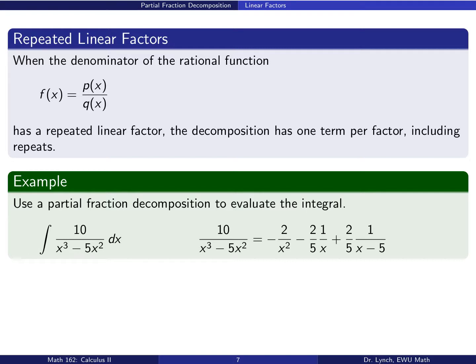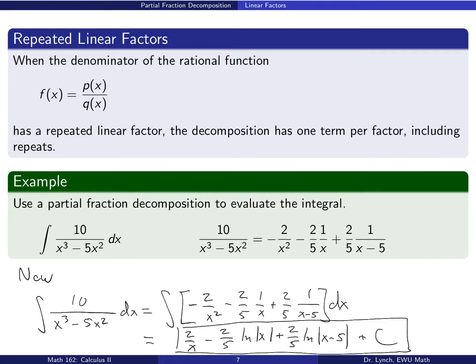Once we had the partial fraction decomposition, the indefinite integral is quick to evaluate. So again, here's that partial fraction decomposition. And x to the minus 2 power is just a power function, integrates quickly. Of course, 1 over x and 1 over x minus 5 integrate like natural logs, and we're left with 2 over x minus 2/5 times the natural log of x plus 2/5 natural log of the absolute value of x minus 5 plus an arbitrary constant. Okay, so again, any repeated linear factor, the decomposition has one term per factor, including repeats.